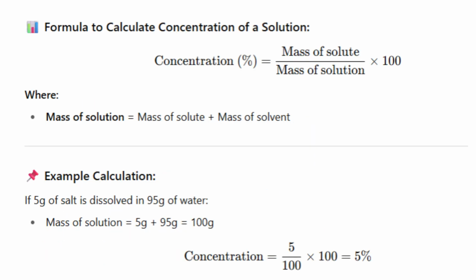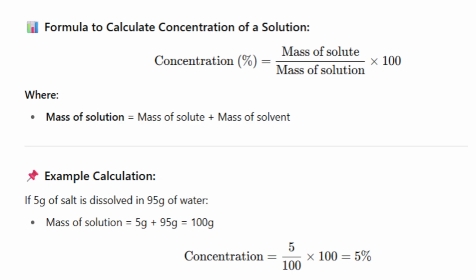Let's understand how to calculate the concentration of a solution using a simple formula. Formula: concentration % equals mass of solute / mass of solution times 100. Remember, mass of solution equals mass of solute plus mass of solvent. Example: suppose we dissolve 5 grams of salt in 95 grams of water. Step 1. Mass of solution equals 5 g salt plus 95 g water equals 100 g.